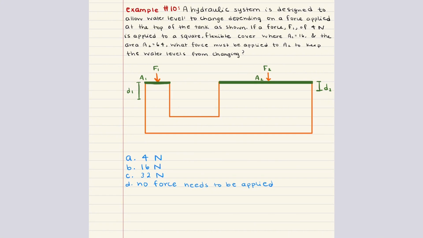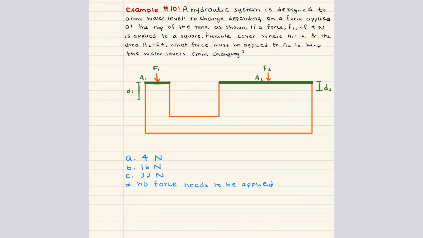Problem 10 says a hydraulic system is designed to allow water levels to change depending on a force applied at the top of the tank as shown. If a force F1 of 4 newtons is applied to a square flexible cover where A1 is equal to 16 and A2 is equal to 64, what force must be applied to area 2 to keep the water levels from changing? Now, this problem really relies on Pascal's principle, which states that when pressure is applied to a confined fluid, it's transmitted equally in all directions.